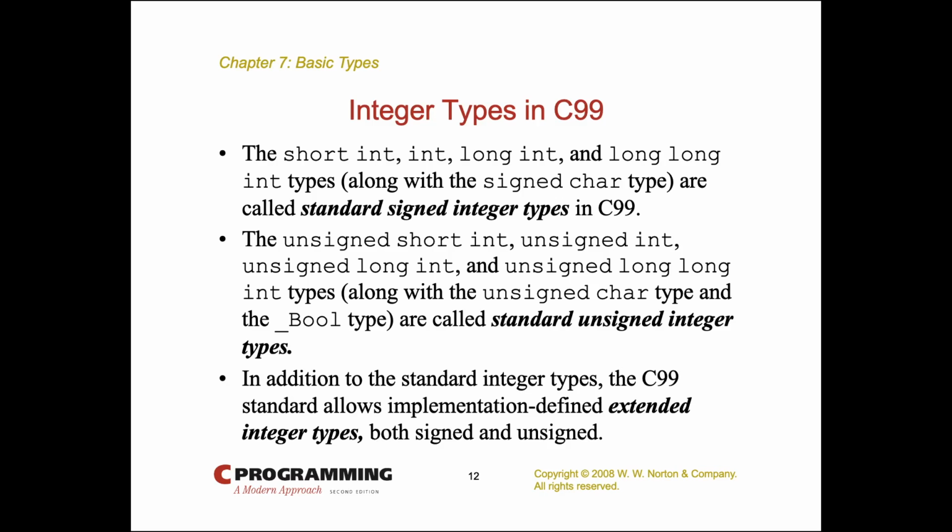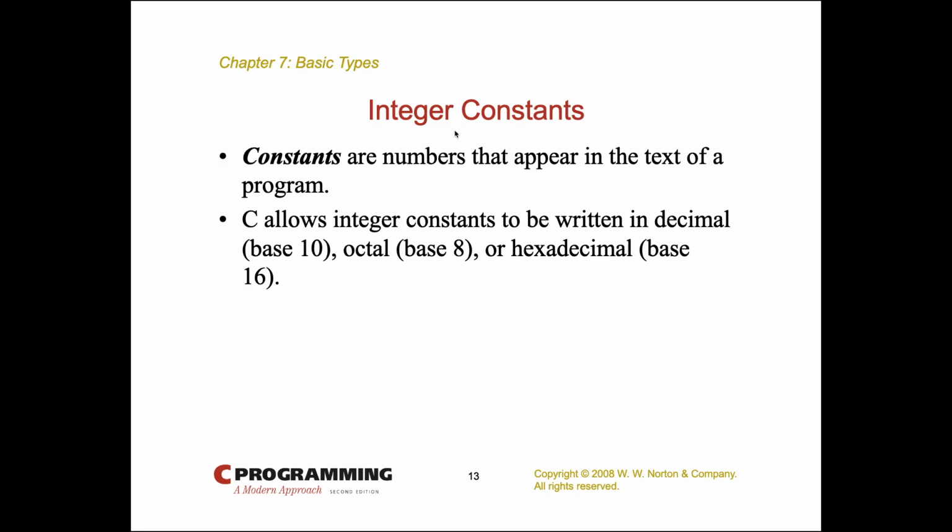Okay, and short int, long int, and long long int. When unsigned, that is a kind of extended integer type, both signed and unsigned. Okay, so many kinds of data types in integer, right?